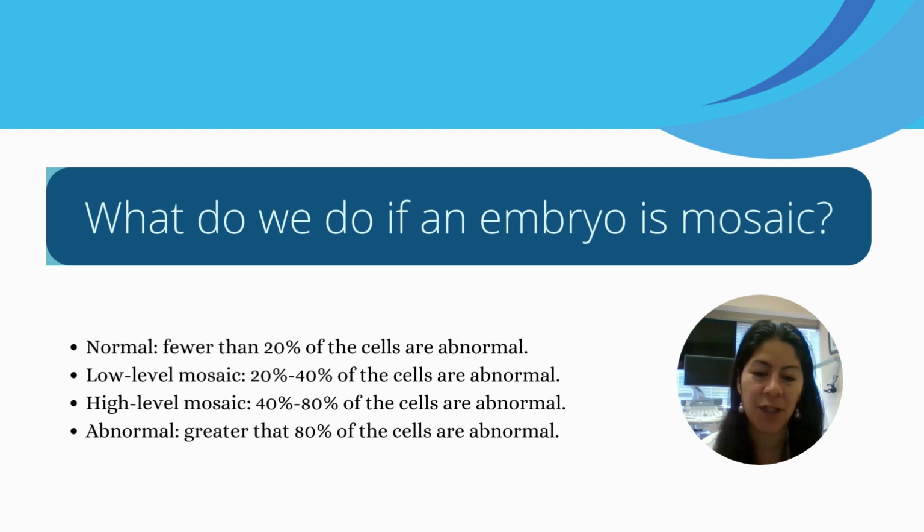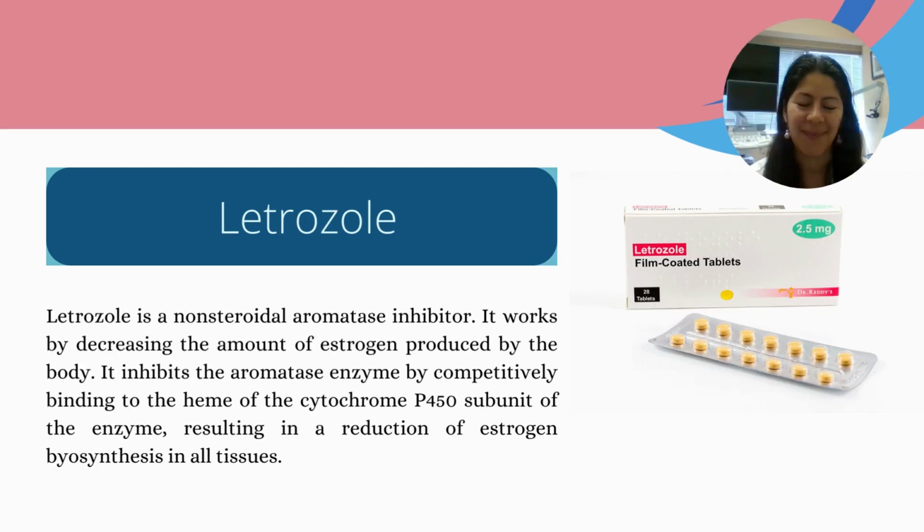A mosaic embryo is considered normal if fewer than 20% of the cells are abnormal and 80% of the cells are normal. In that case, we will transfer that.